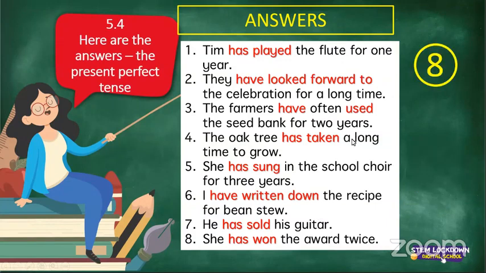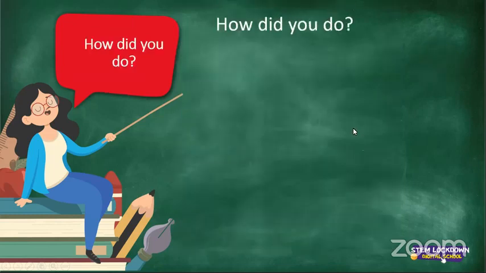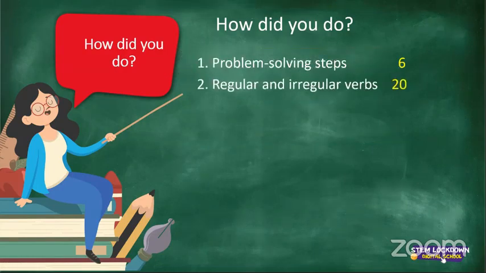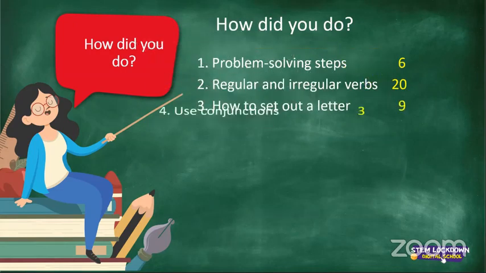Right, how did you do in that one, I wonder? Did you recognize them all? Good, good. Okay, now it comes to time to add up all our marks. Okay, so for the problem solving steps, there were 6 marks. For the regular and irregular verbs, there were 20 marks. How to set out a letter, there were 9 marks.